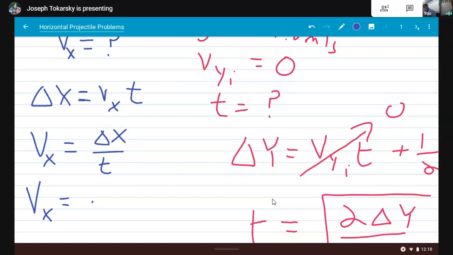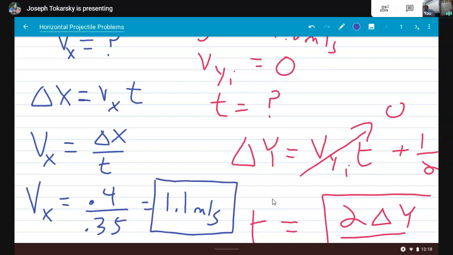So delta x was the 0.4 meters. Divide that by the 0.35 seconds. And that will come out to about 1.1 meters per second. That's how fast it's traveling horizontally. Not only as it leaves the conveyor belt, but because this is the horizontal axis velocity, that's what it would travel until it goes in the box or wherever it's falling into on this axis.